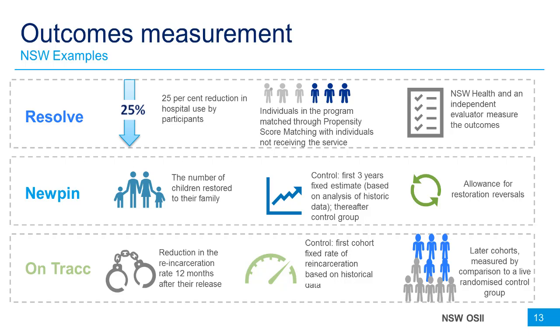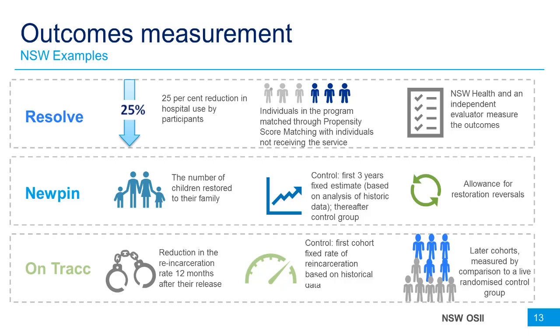In the case of the new PIN social benefit bond, we are looking to measure the number of children who are safely and successfully restored with their families. For the first 3 years of this program, similar to the previous slide, we used an historic baseline. The reason for this was that we needed time to build up a significantly large comparison or control group. In this instance, we were able to develop a much more accurate measurement of the impact and the outcomes that the new PIN program is delivering.